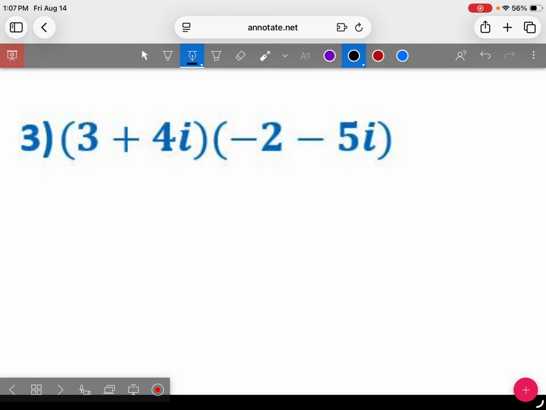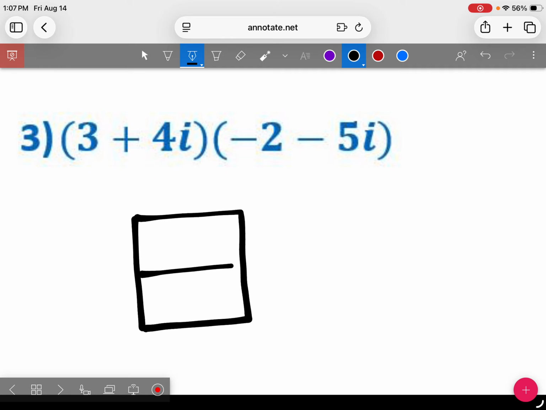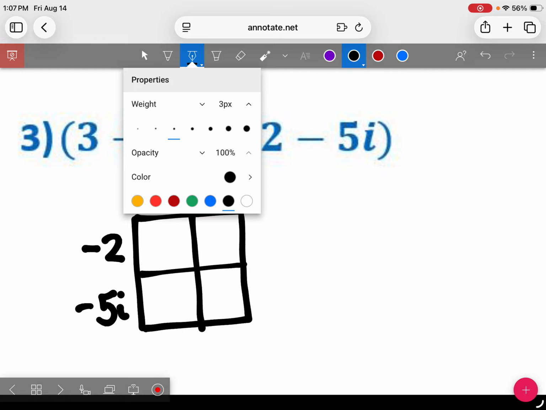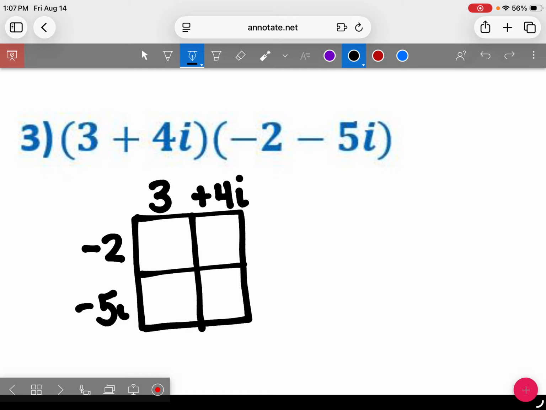Now, however you learn how to multiply, whether that be FOIL, distributive property, whichever way, I am going to make the box, okay? So I'm making my box, and I'm putting my 3 plus 4i on the top, and then my negative 2 minus 5i down the side. And I'm just filling in my squares.